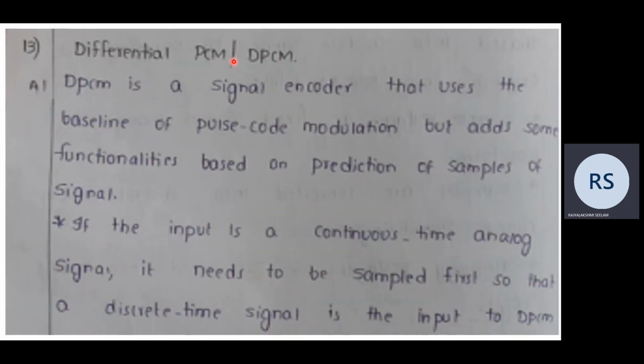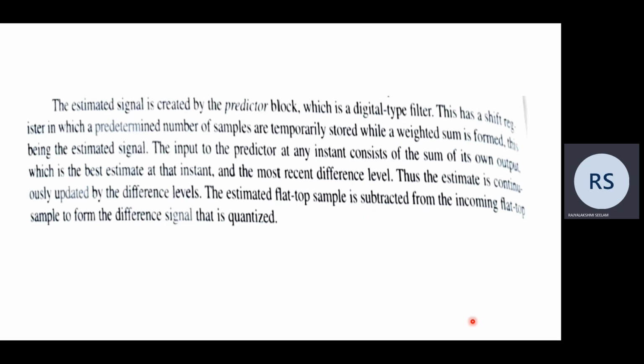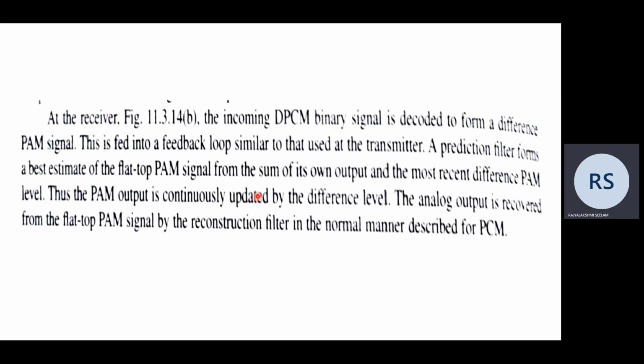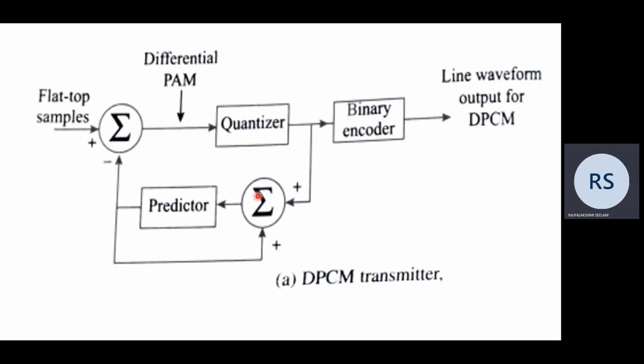Now differential PCM, or DPCM. DPCM is a signal encoder which uses the baseline of pulse code modulation but adds some functionality based on prediction of samples of the signal. If the input is a continuous time analog signal, it needs to be sampled first so that the discrete time signal is the input to DPCM. I will explain this by seeing the graph.